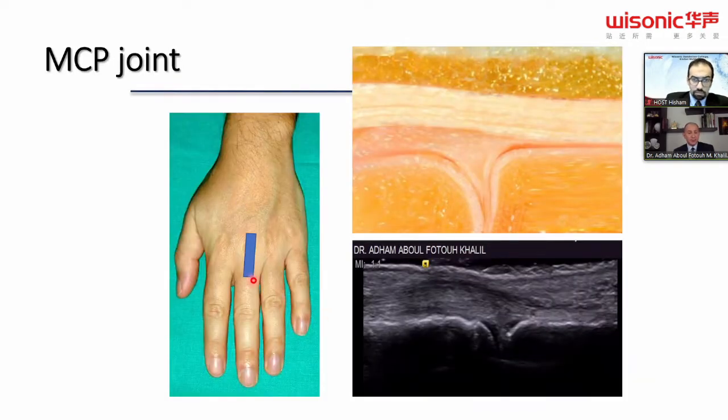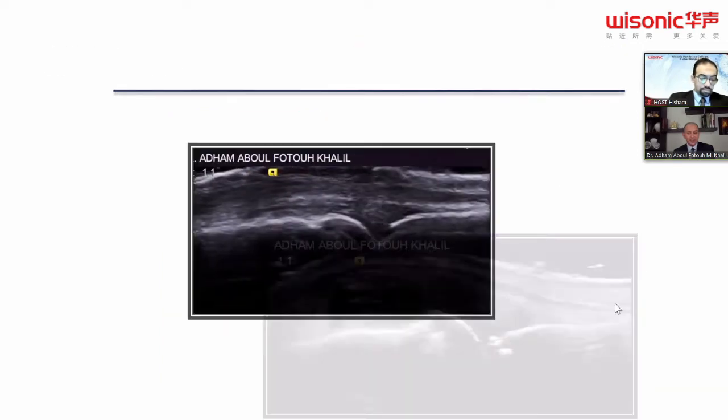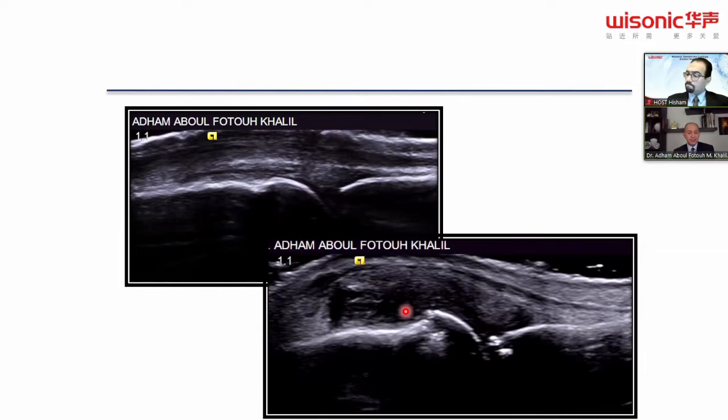This is another example where you can put the probe longitudinally on the MCP joint, detecting the metacarpal head, the base of the proximal phalanx, and see a normal joint. Here's the anatomy, having the tendon, the capsule, and the two bones constituting the joint. Here is the abnormal joint. You'll be amazed once you see a rheumatoid arthritis patient involving the MCP joint with a lot of synovitis distending the joint capsule. The recess of this joint is really huge, and here we can see even the extensor tendon being strained by the synovitis, and here you can see even bone erosion.